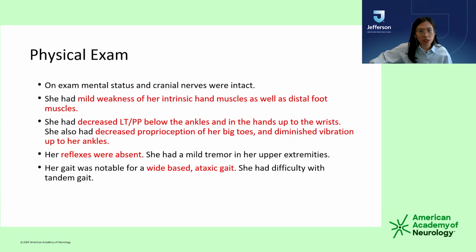On her exam, her mental status and cranial nerves were intact. She had some mild weakness distally in her hands and feet. Sensation was also affected in her hands and feet. She had decreased large fiber function below the ankles, small fiber function below the ankles and in the hands up to the wrists, and decreased proprioception at the big toes and vibration up to her ankles. She had no reflexes. She was noted to have a mild tremor in her upper extremities. She had a wide-based ataxic gait, and she had a really hard time with tandem.